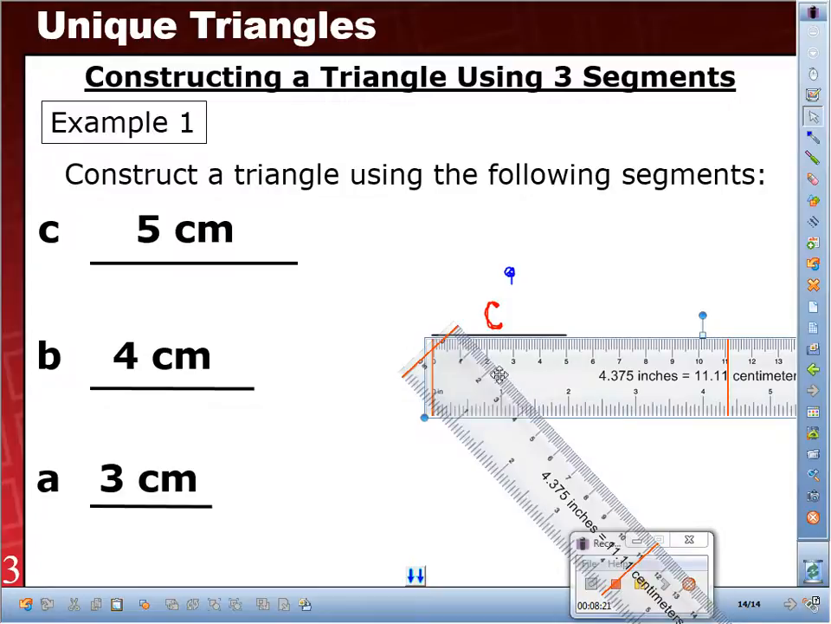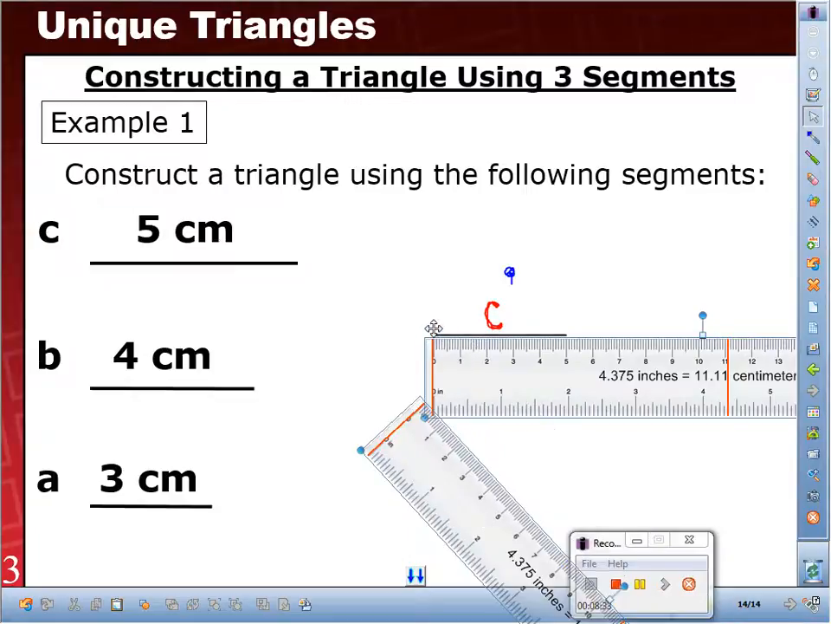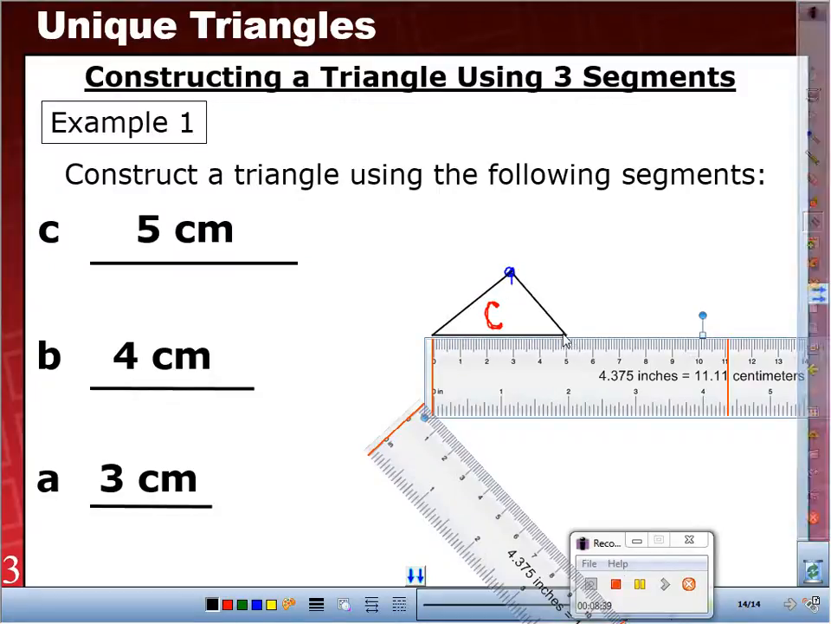Oh. Yes? So once you have your point set in the right place, make sure you draw your other segments and connect them. Sure. Draw your triangle.